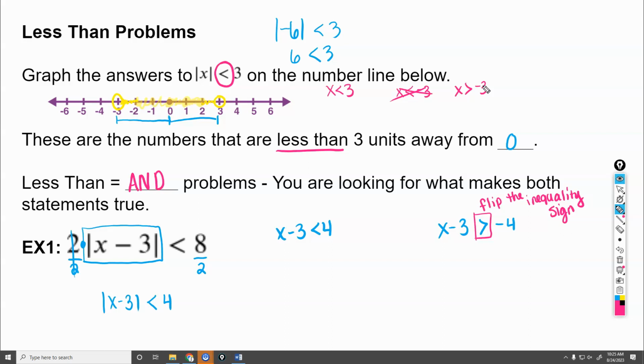With equals, it didn't matter because there was no sign to flip. Equals is just equals, right? But with inequalities, we got to flip that second sign. So then we're going to solve.